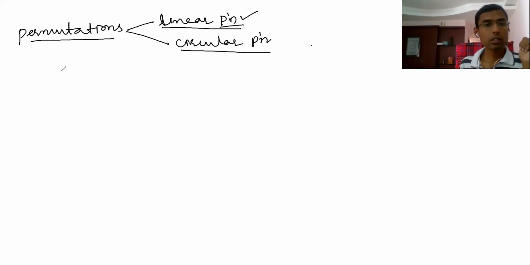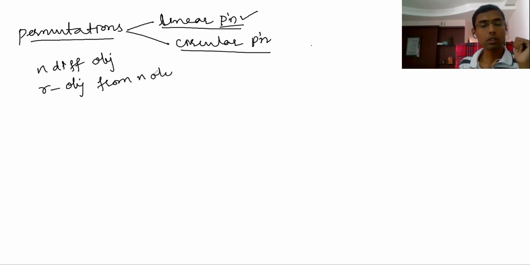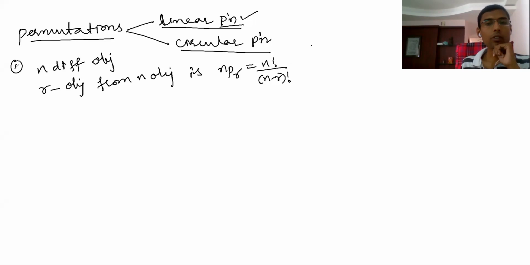What we discussed is that n different objects are given. The number of permutations of r objects from n objects is nPr, that is n factorial by (n minus r) factorial. This is what we discussed in permutation. And of course, we discussed the addition principle and the multiplication principle also. So now you should note a few important points here.